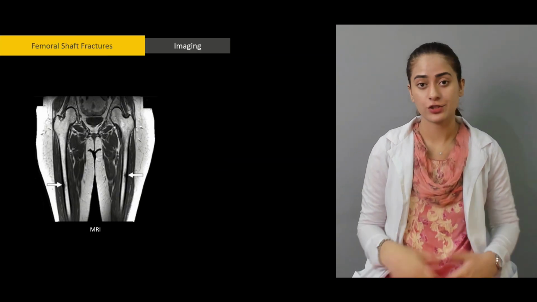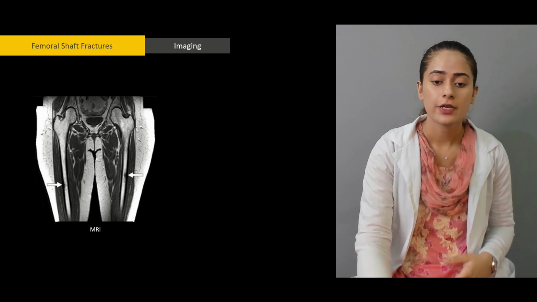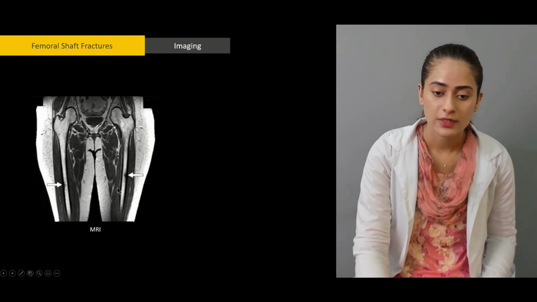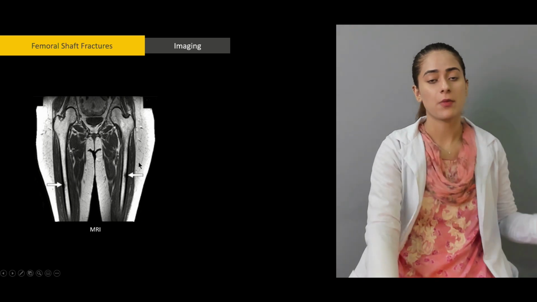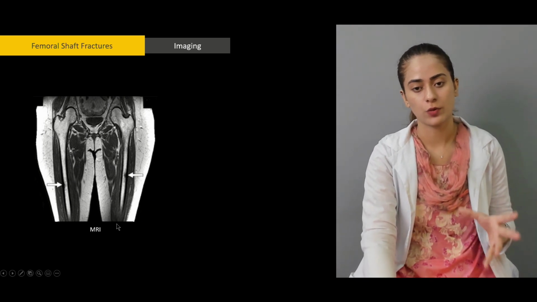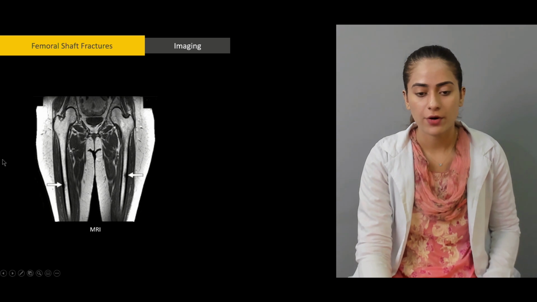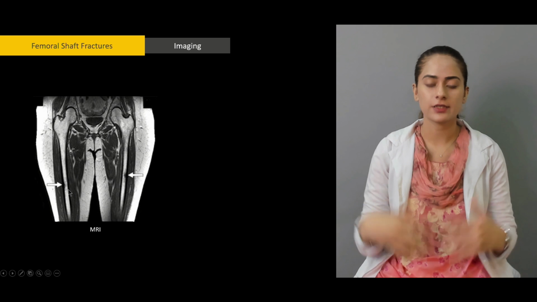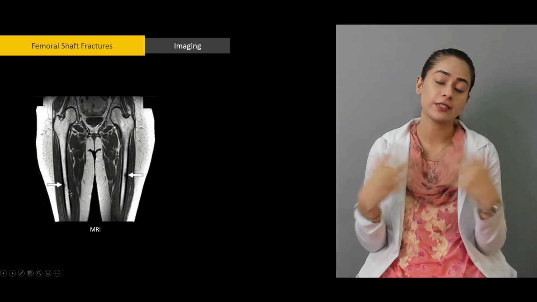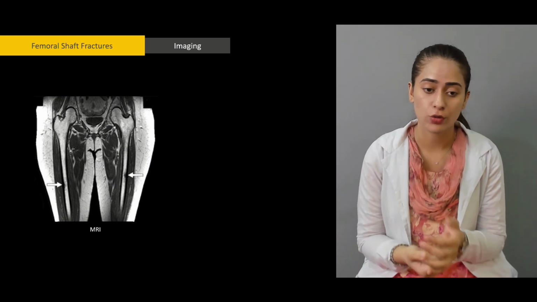Now we're going to talk about shaft fractures. This is a femoral shaft fracture, and this is an MRI, right? Because the cortical bone is darker, it's an MRI, and these here are the fracture sites. Again, history and presenting complaint will play a part in your diagnosis.